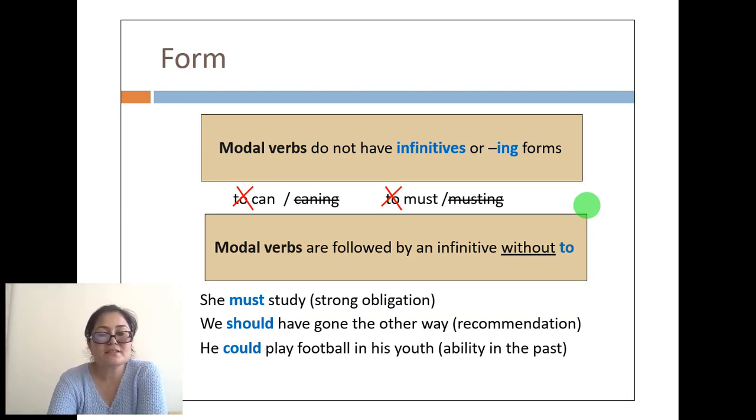She must study, strong obligation. We should have gone the other way, recommendation. He could play football in his youth, ability in the past.